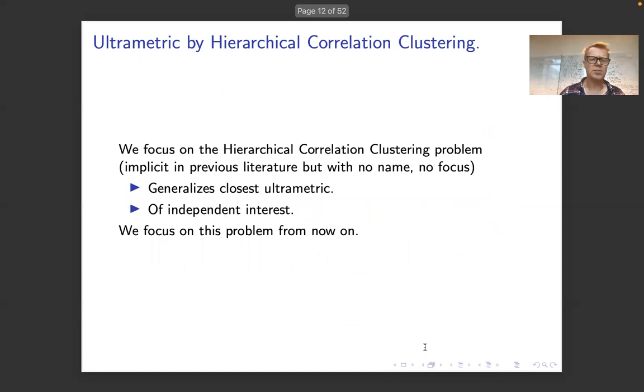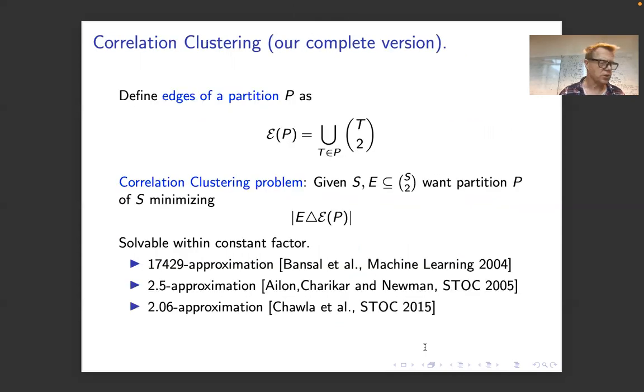So we are solving the ultrametric problem by something called hierarchical correlation clustering, which is a generalization, and it's already implicit in the literature. To define it, first, let's look at correlation clustering. If we have a partition, the edges of the partition are those you get if you view each set as a clique. Now, the correlation clustering problem is: you are given some edges, and we want to partition all the nodes so that the edges of the partition match the input edges. And by matching, we look at symmetric difference.